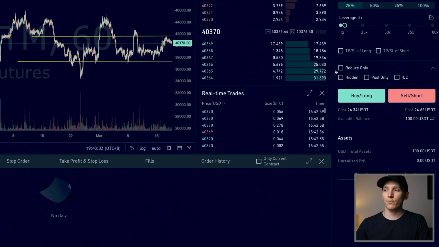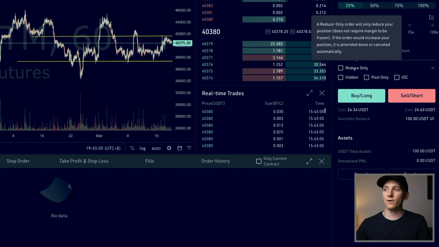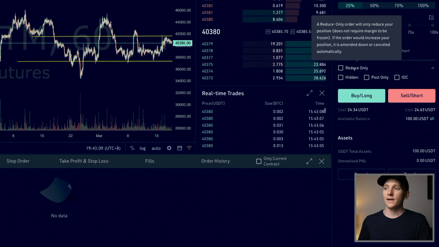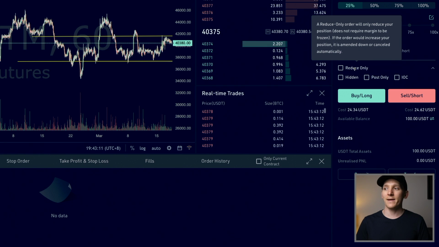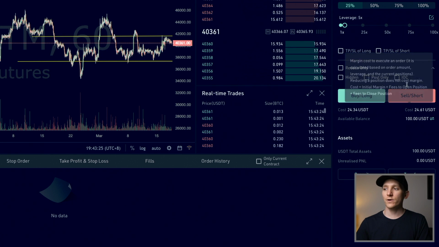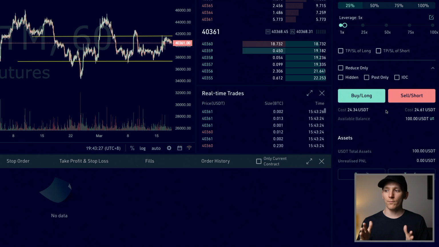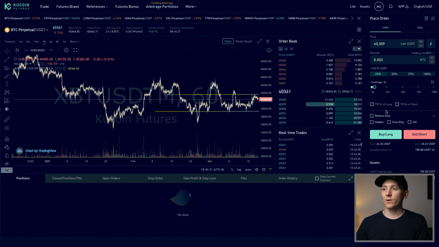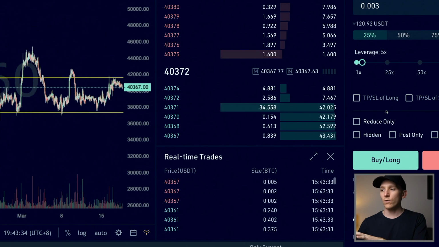But what you can do is actually press this reduce only. You can see reduce only order will only reduce your position, does not require margin to be frozen. If the order would increase your position, it's amended down or cancelled, right? So what you can do is when going long, if you say, I really don't want to add to my risk position, you can just press this, and then that order will only be able to be reduced and not added to. Or you can just sell short and remove some of that order. So your net position is whatever you want it to be. So that is putting an order in on KuCoin with all of the different options.